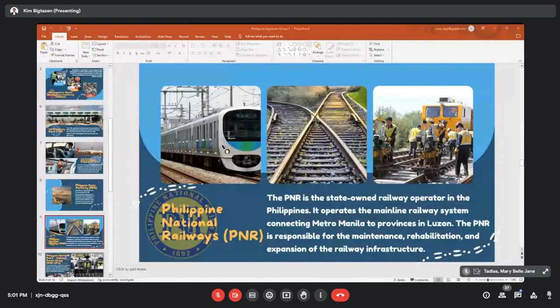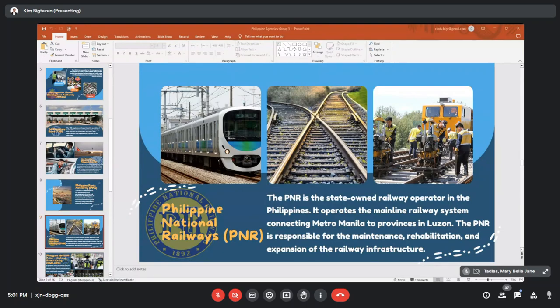Philippine National Railway, or PNR. The PNR is the state-owned railway operator in the Philippines. It operates the mainline railway system connecting Metro Manila and provinces in Luzon. The PNR is responsible for the maintenance, rehabilitation, and expansion of railway infrastructure.